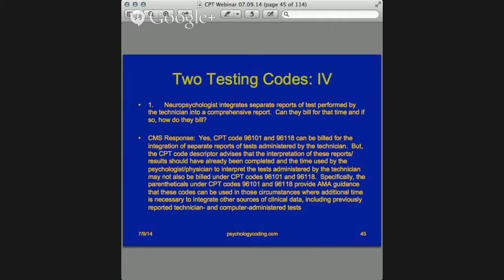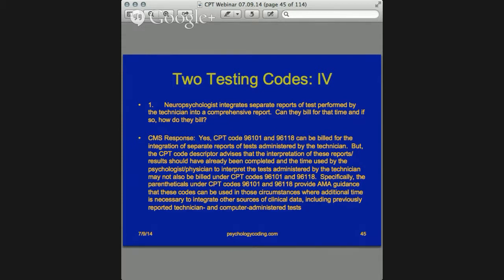And neuropsychologists integrate separate codes. Can they bill for that time? And if so, how do they bill? Again, you can see that this is intended to capture both the work of the technician as well as the work of the professional. Difficulty lies, to put it real simply, in that the code descriptor says that there's interpretation of the report, interpretation of the test.